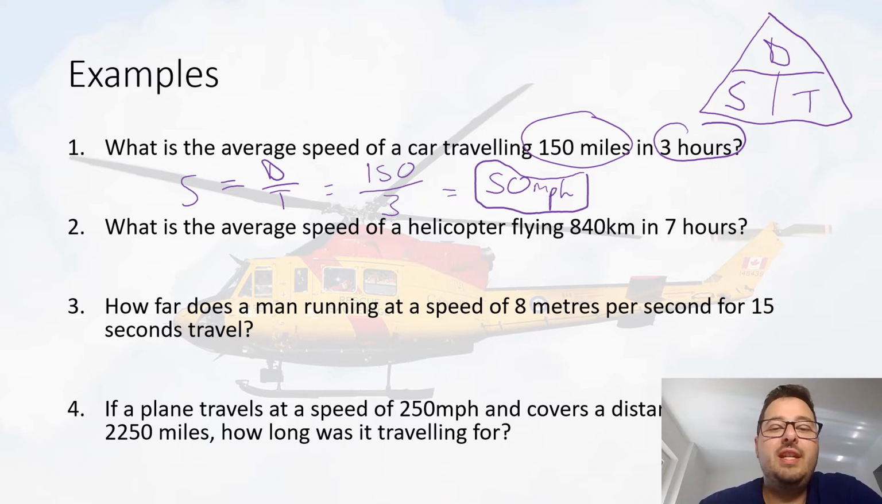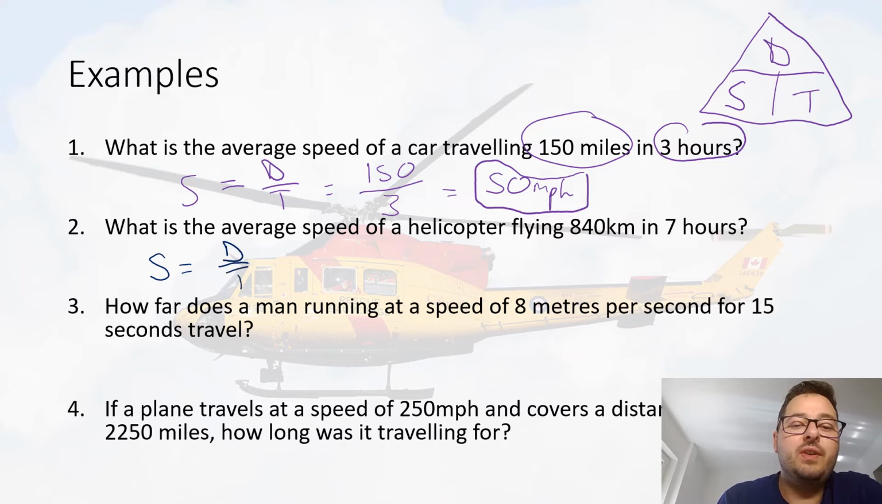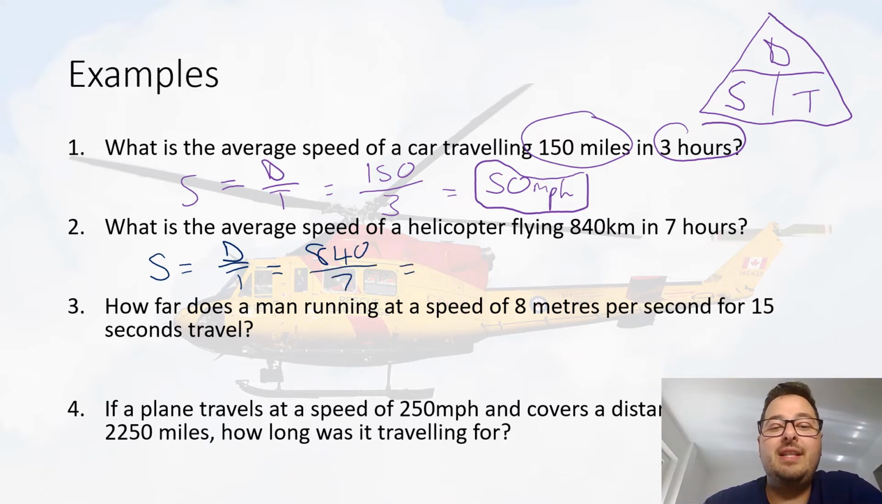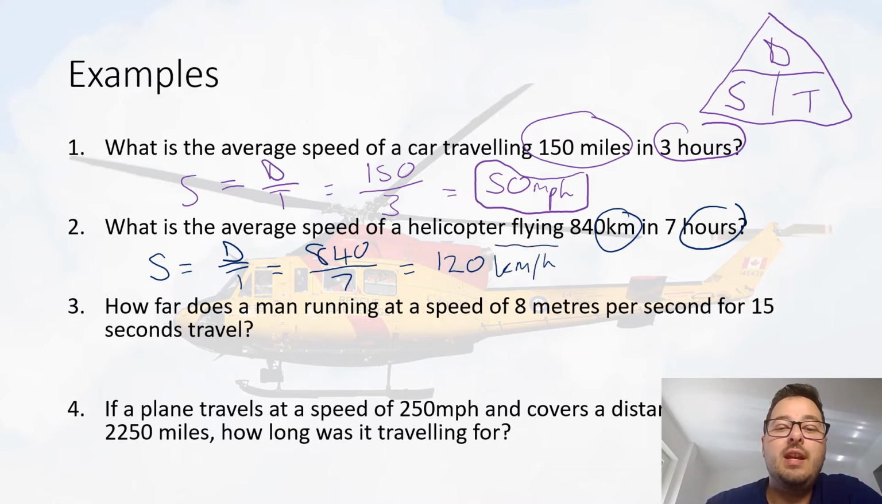Alright, number two, what is the average speed of a helicopter flying 840 kilometers in 7 hours? So again, we want the speed, so speed is distance over time. And our distance this time is 840, and our time is 7. Now 840 divided by 7, you could use the bus stop method, or we've got 84 divided by 7 is 12, and then stick the 0 on to 120, and the units are kilometers per hour.